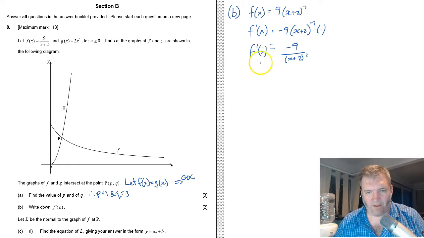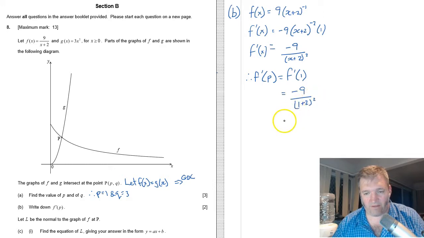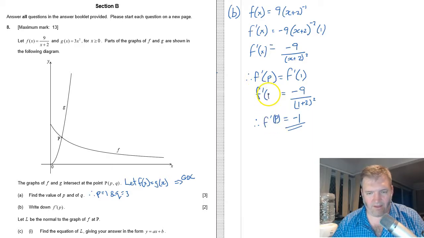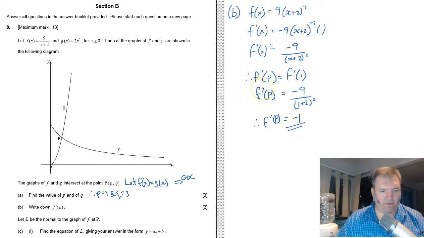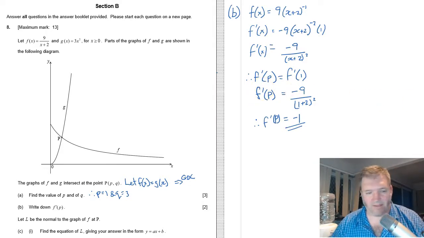They want us to find f dash of P, and we know that P is equal to 1. So this is f dash of 1, which is negative 9 divided by (1 plus 2) all squared. Obviously 3 squared is 9, so f dash at P equals negative 1. Now we'll just go back and fill in that left-hand side there. We got that bit. Let's move on to part C.